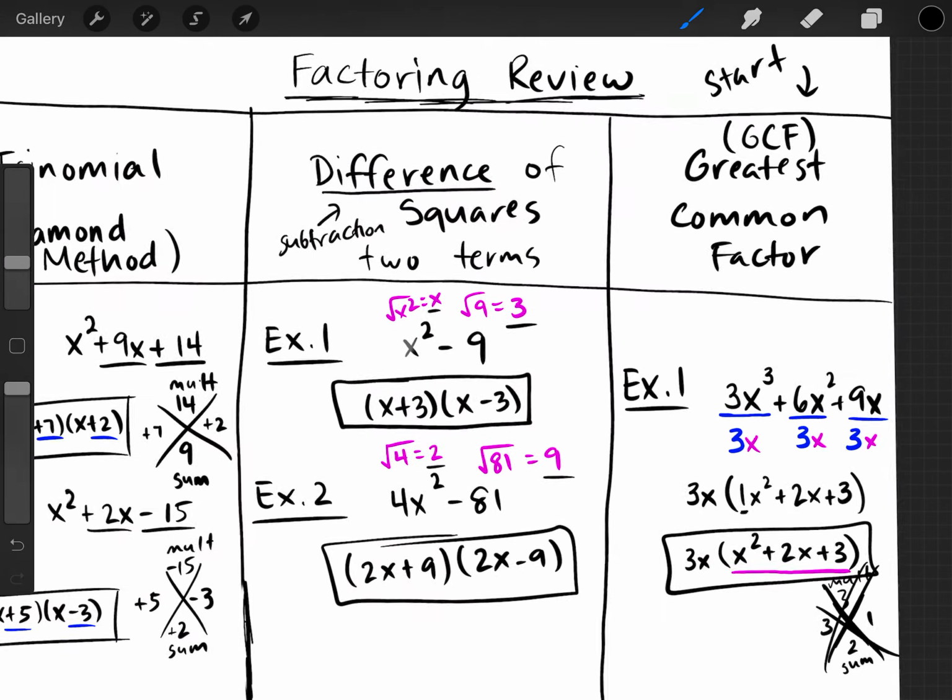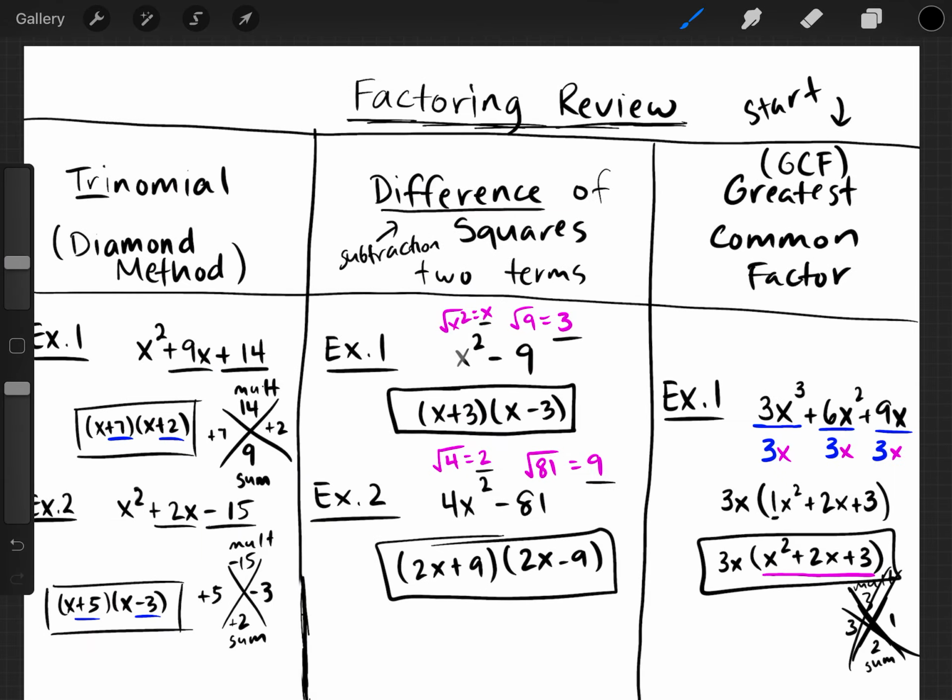That's all of the review that we have on factoring. If you have any other questions, please feel free to reach out to me on email and we can talk there.